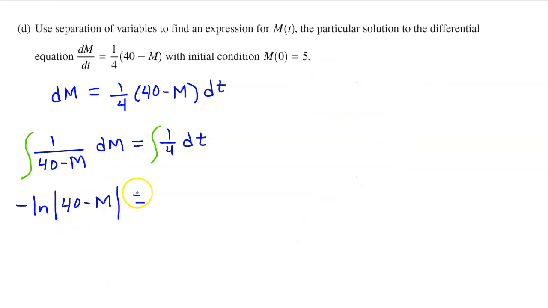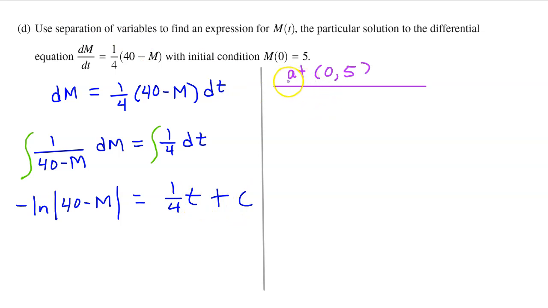Normally when we integrate we put a plus c, but we don't need the plus c on both sides of the equation, and I'm going to save it for the right-hand side. The antiderivative of 1/4 with respect to t is 1/4 t. And there's your plus c.